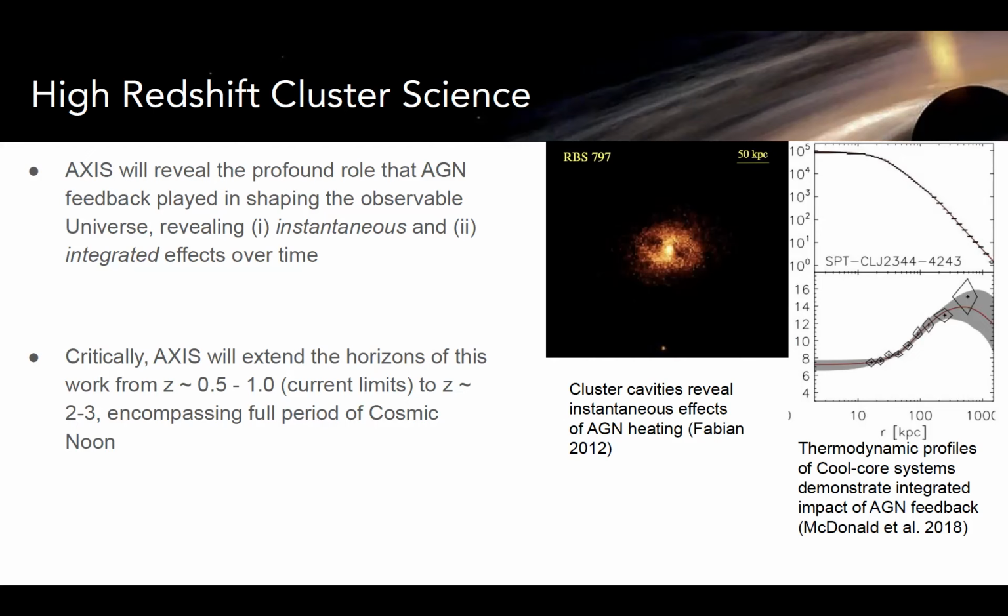And while current studies, mostly using Chandra and XMM-Newton, are essentially limited to redshifts 0.5 to 1 based on sensitivity and spatial resolution, AXIS will enable us to push these studies to redshifts of 2 to 3, fully encompassing the period of cosmic noon where we expect these feedback processes to be most prolific.